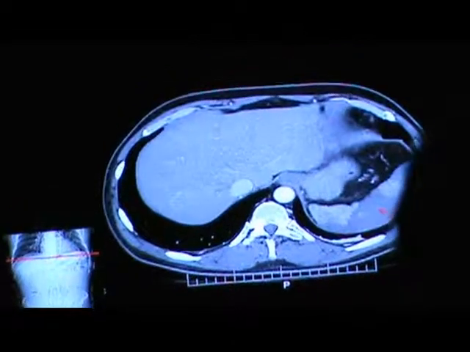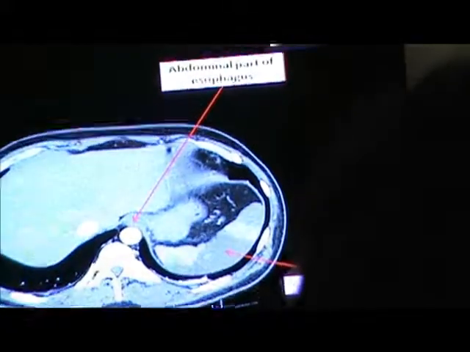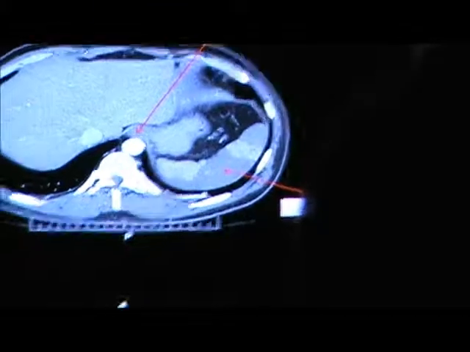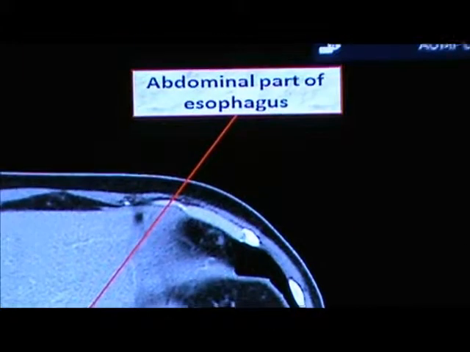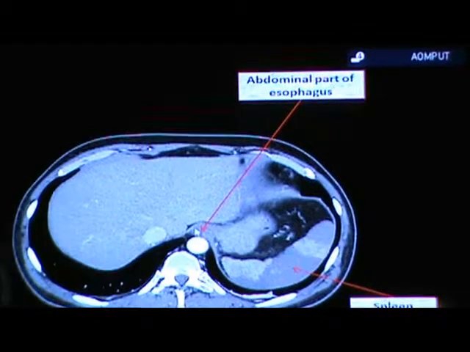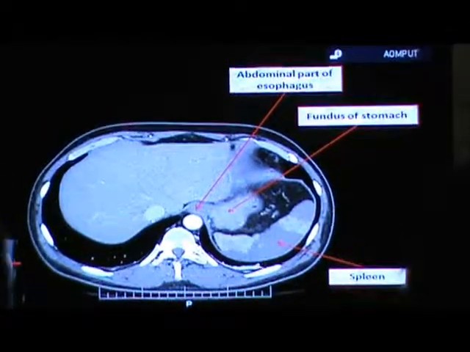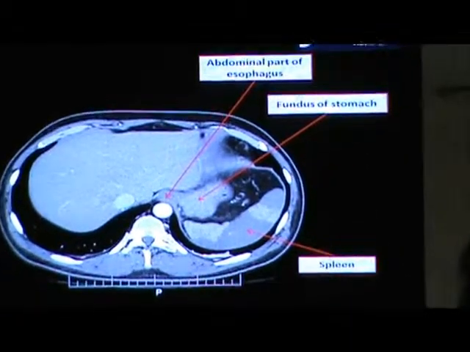And going a little more inferior, you can see the whole transverse section through the spleen, as well as the abdominal part of the esophagus, with both crura of the diaphragm holding it on both sides. So this is part of the diaphragm, as well as this one. We can also see at this level the fundus of the stomach, the most superior located part of the stomach.